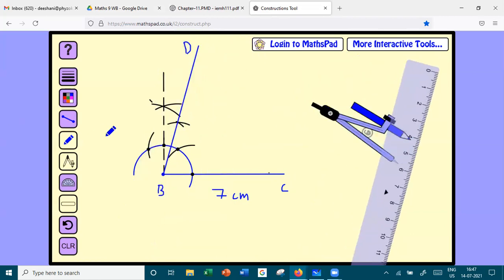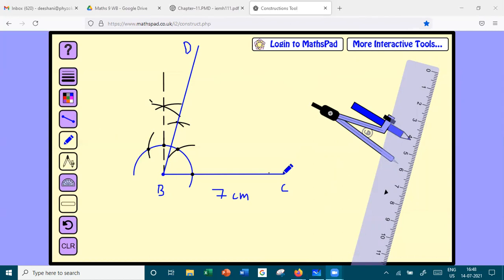Ma'am, I'm not able to draw a perpendicular bisector for 13 centimeters. So can I mark it with a scale? No. You don't have to make a perpendicular bisector for 13. You have to make it for the other side, na? So Ashka, you'll mark 13 on BD. Wherever you are getting 13, you'll mark that on BD.